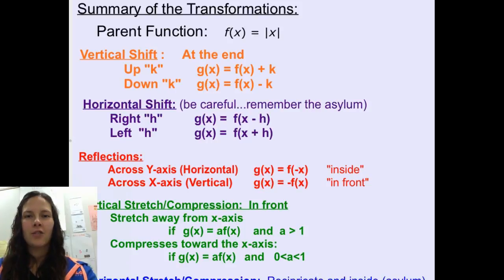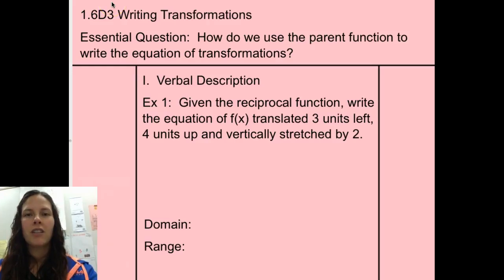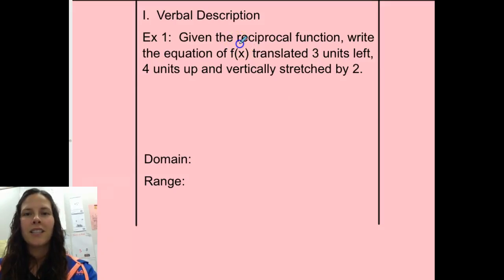This is our last day on transformations, and we're going to take a look at writing transformations from graphs. So here's the sheet you're used to seeing by now with all of the transformations listed for you. Today we'll be using the parent function not to graph, but to write the equation of transformations. Our first example is given a verbal description of the transformation, so we'll look through and identify key terms.